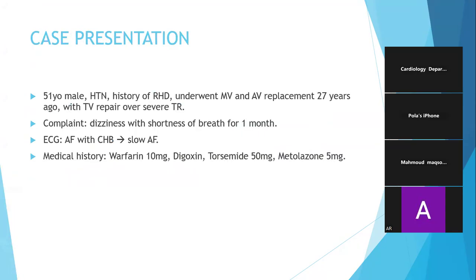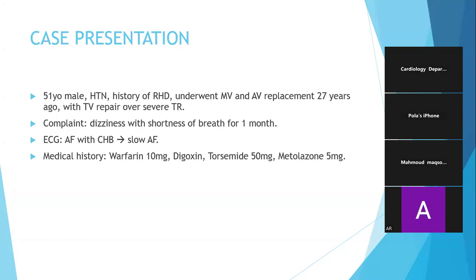Our case presentation today is for a 51-year-old male. He's hypertensive. He had a history of rheumatic heart disease. 27 years ago, he underwent mitral valve replacement, an aortic valve replacement, and tricuspid valve repair over severe tricuspid regurgitation for the rheumatic affection of these valves. He came presenting to us with dizziness and shortness of breath of 1 month duration.